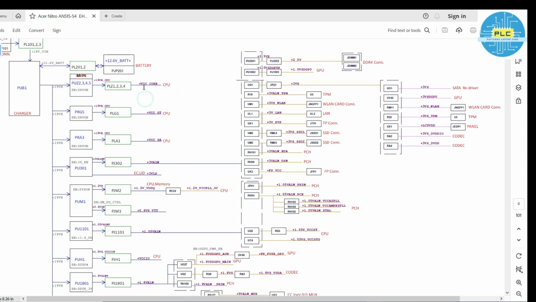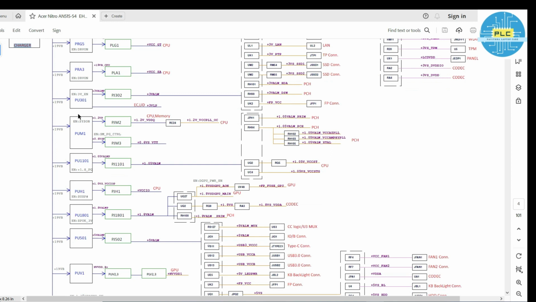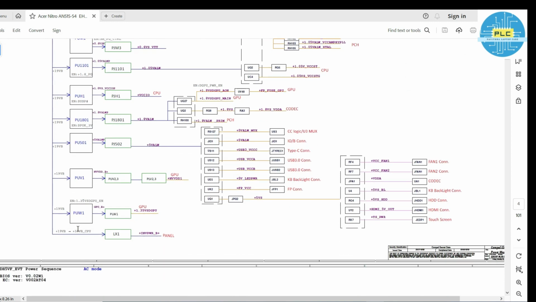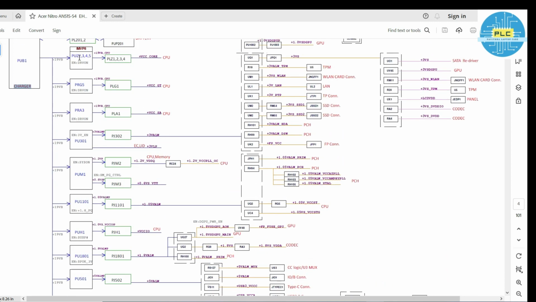Okay, when the enable signal comes, it gives the appropriate voltage signal. See, once again I will tell you, the charger IC is a complete loop. This loop gives plus 19 VB. This plus 19 VB is connected to multiple circuits. Just one example I have taken here.